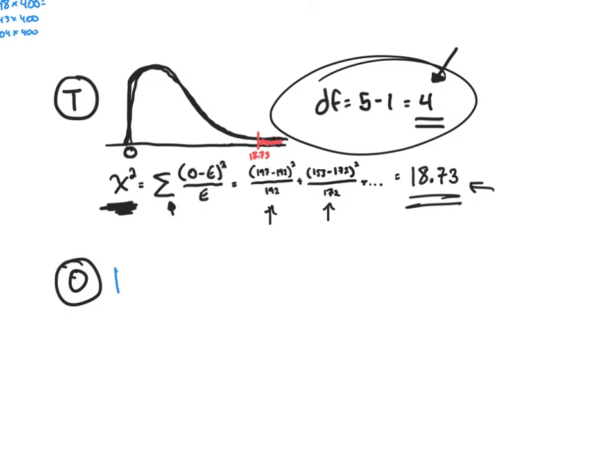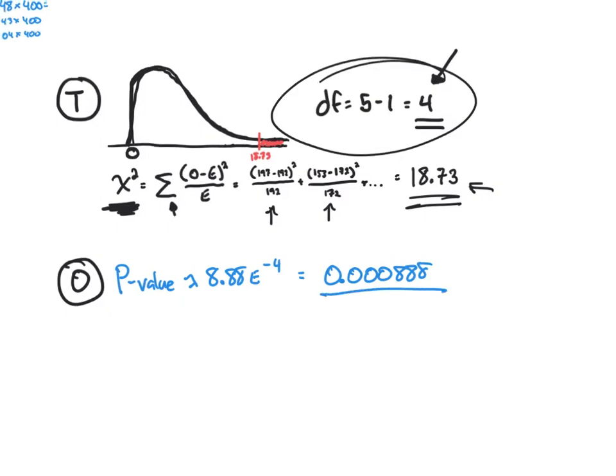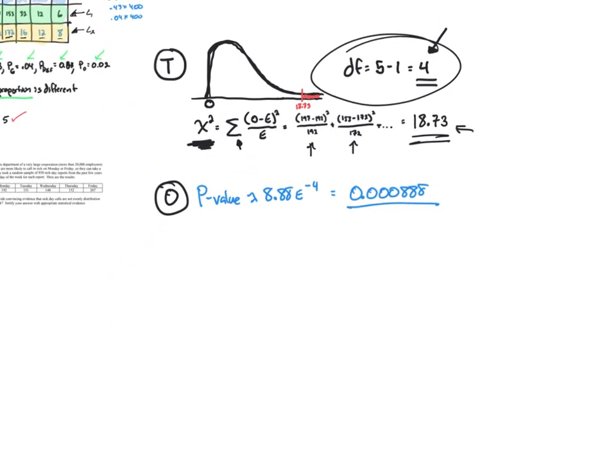You know why? Your p-value tells you how much of the graph you shaded. P-value, mine says 8.88. Keep looking, e to the negative fourth. So really, we're talking about 0.000888. That is super tiny. So what kind of decisions do we make? You know how to do this now.